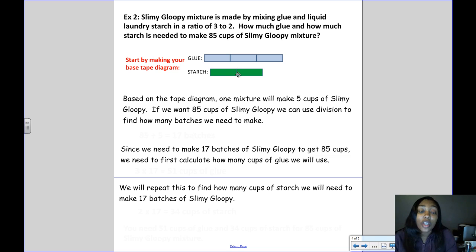So in order to make this slimy gloopy, we're going to need 3 cups of glue and 2 cups of starch. And then of course together that's going to make us 5 cups of this slimy gloopy mixture. Well, we need 85 cups of this slimy gloopy mixture. So we need to figure out, if we've got to make 85 cups, how many of these mixtures do I need to make if each one of them makes 5 cups?